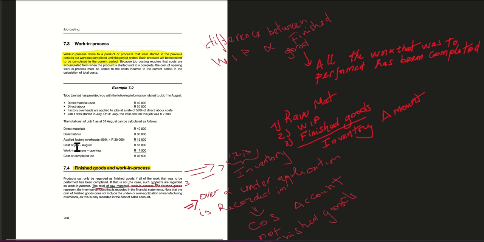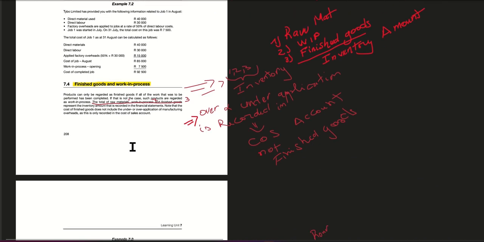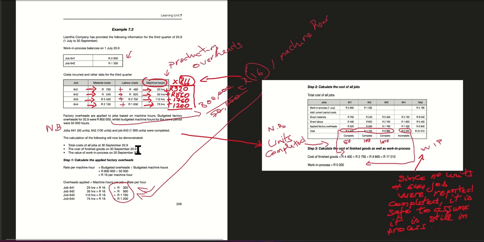So which gave us the cost of the job in August, which was 85,000. But we need also to take now the work in process or the opening, which is 7,500, which will give us the cost of completed job of 92,500, right? So I trust that the basics are laid and no doubt for anyone with regard to this. So now let's move to another very important account, which is the finished goods, right? Finished goods, very important account for you to keep in mind. But before we go there, let's look at example number 3.